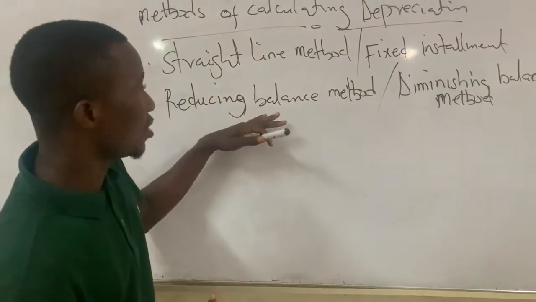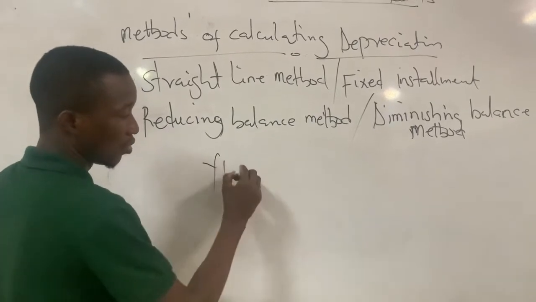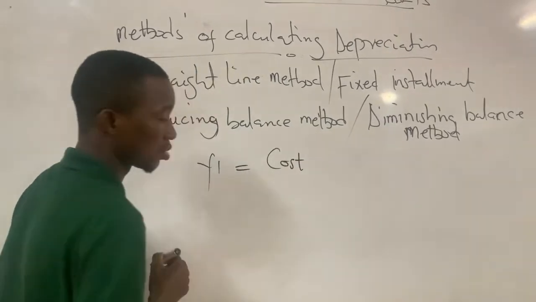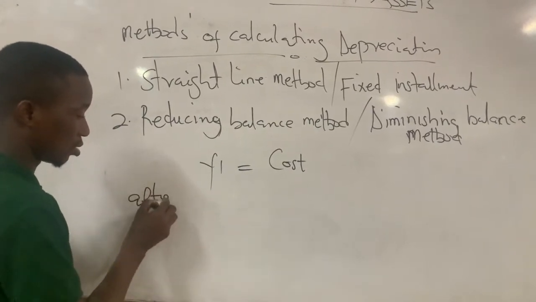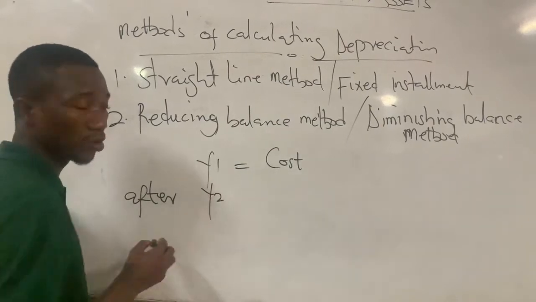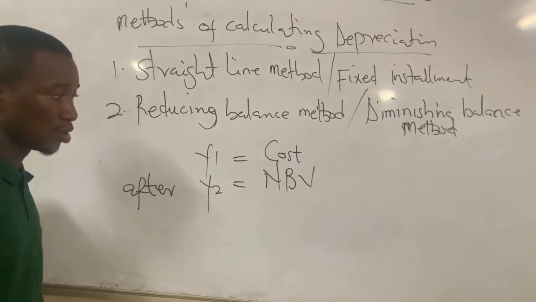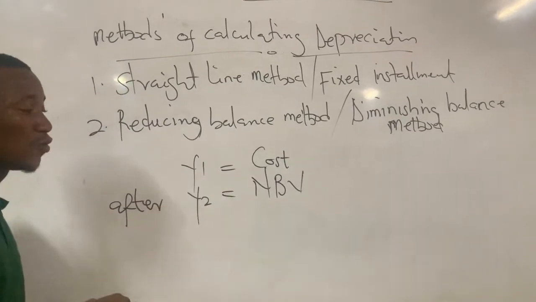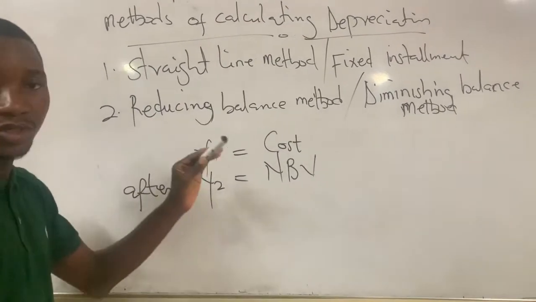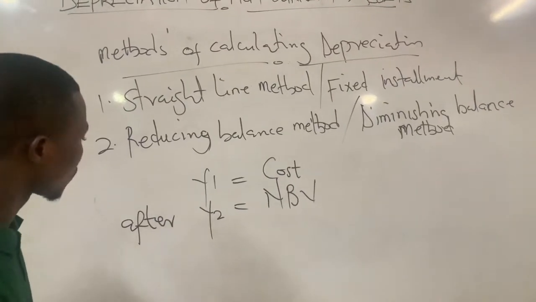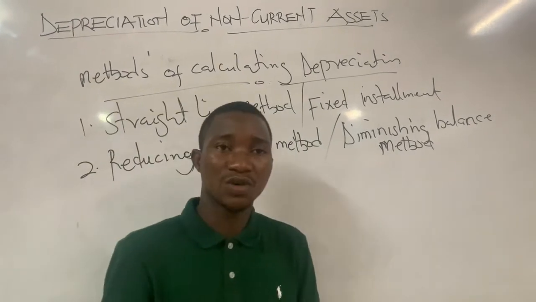So for the reducing balance method, for year one, we calculate the depreciation on the cost. After year one, that is from year 2 going, we calculate the depreciation on the net book value. Because we are calculating the depreciation on the net book value, the depreciation keeps diminishing, it keeps reducing, and the cost also keeps reducing. Is that okay? But sometimes they may not give you the rate to calculate your depreciation.